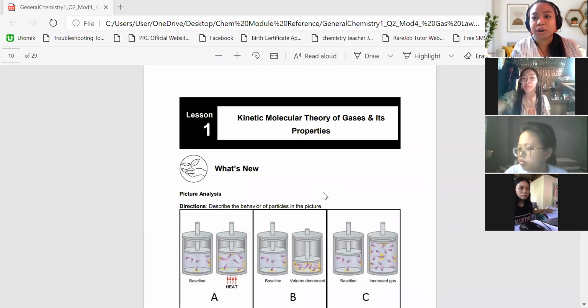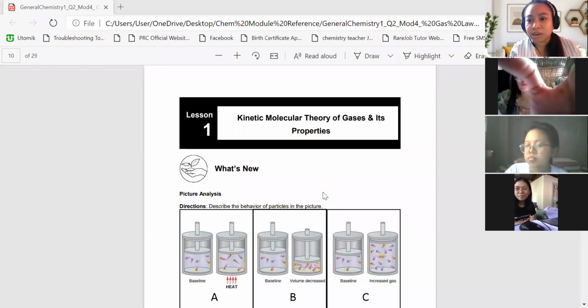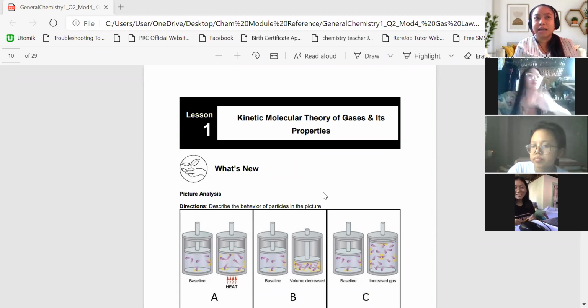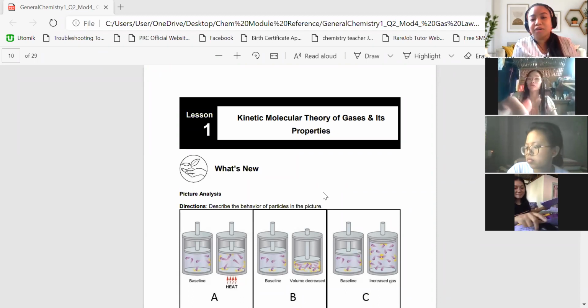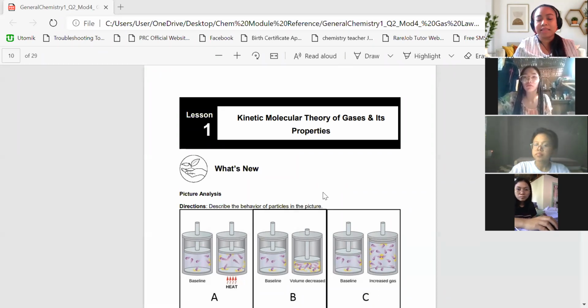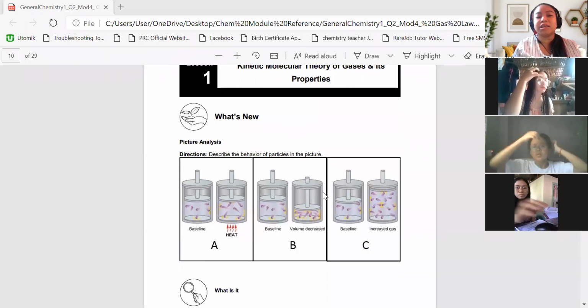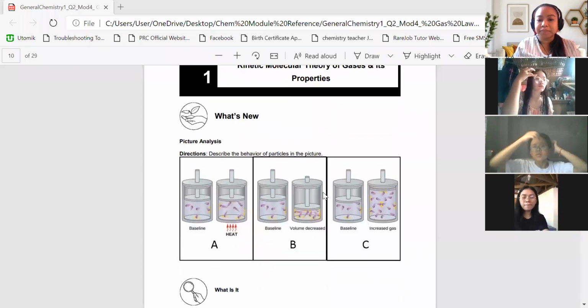Now, when you hear the word kinetic, what is the first idea that would come up in your mind? Moving. Very good. When we say kinetic, it deals with motion. So, when you hear kinetic molecular theory, this might deal with the properties or behavior of the molecules, or the motion of the molecules of the gases. So what is this kinetic molecular theory? That is what we are going to learn for lesson 1.